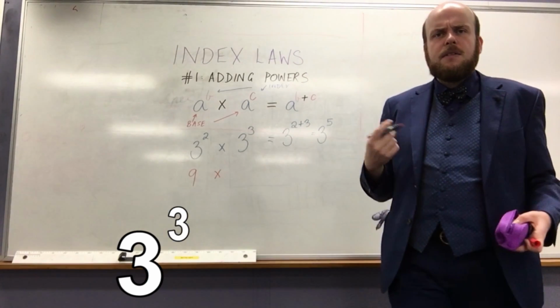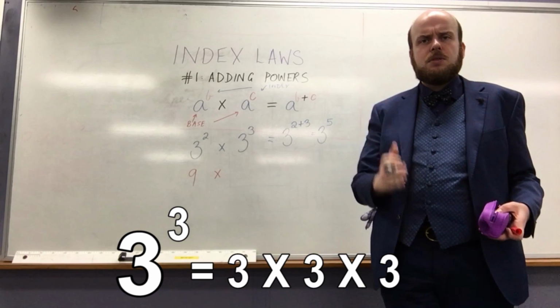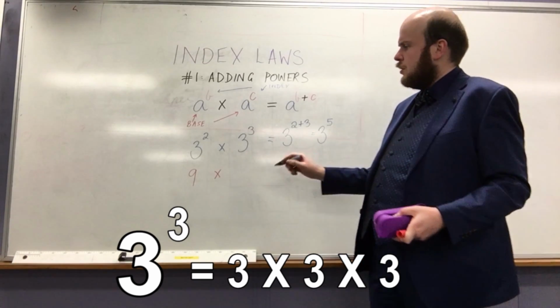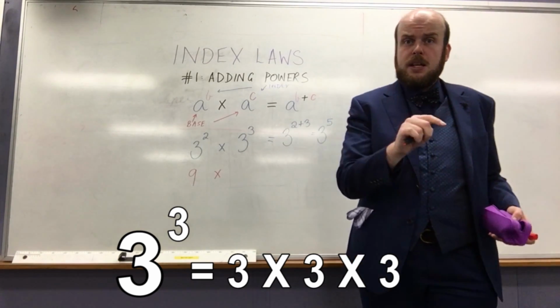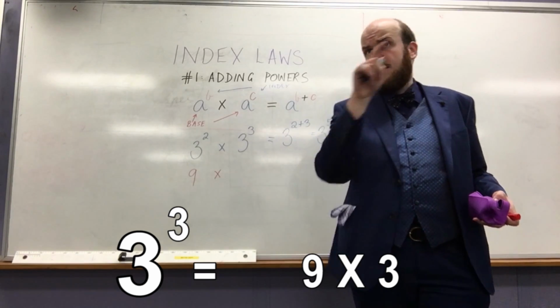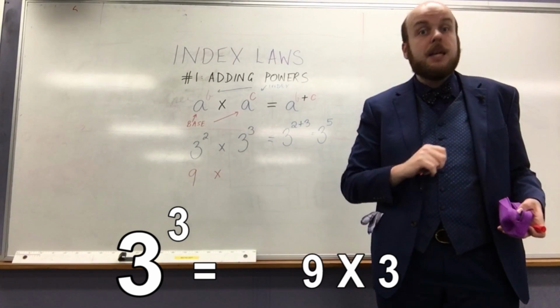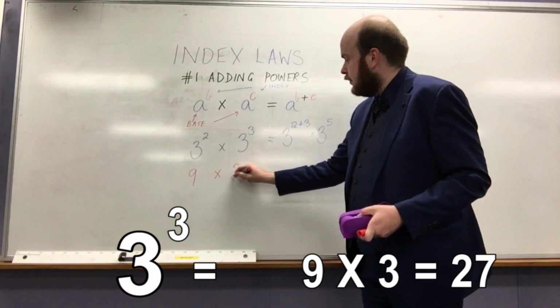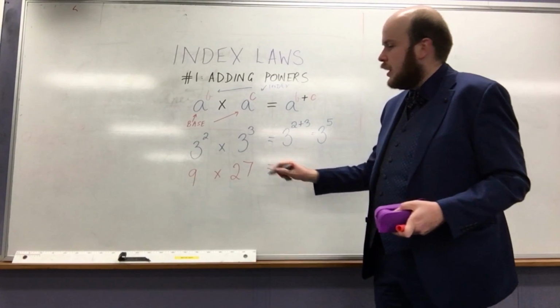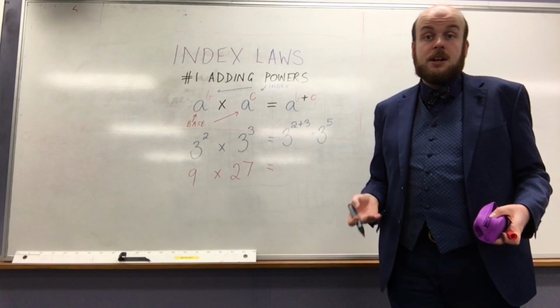What's 3 to the power of 3? Well, that's 3 times 3 times 3. So 3 times 3 is 9. 9 times 3 must be 27. So now we need to do 9 times 27.